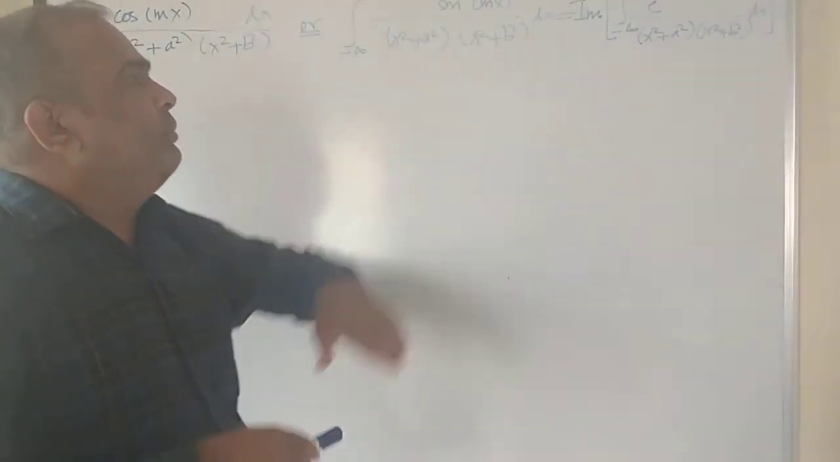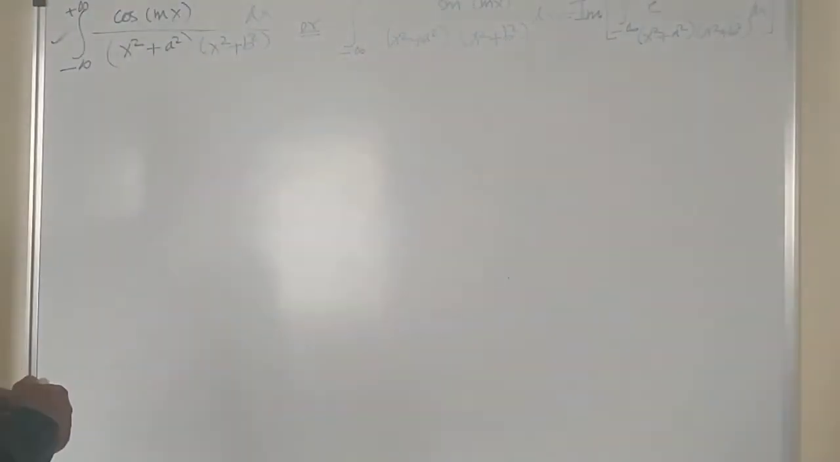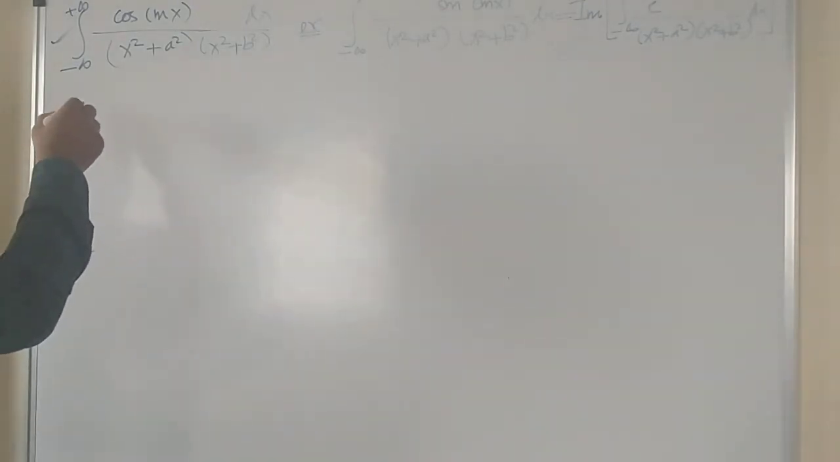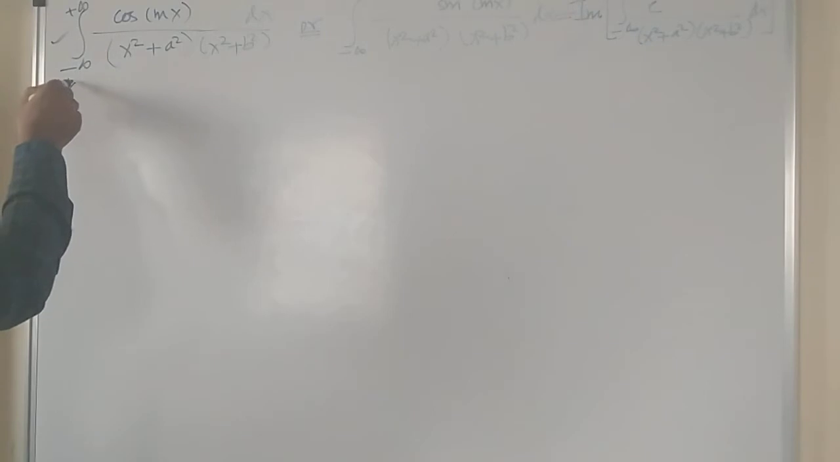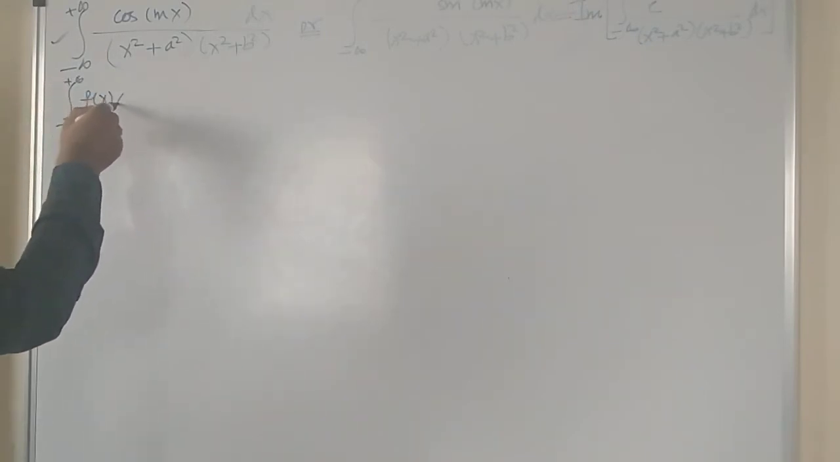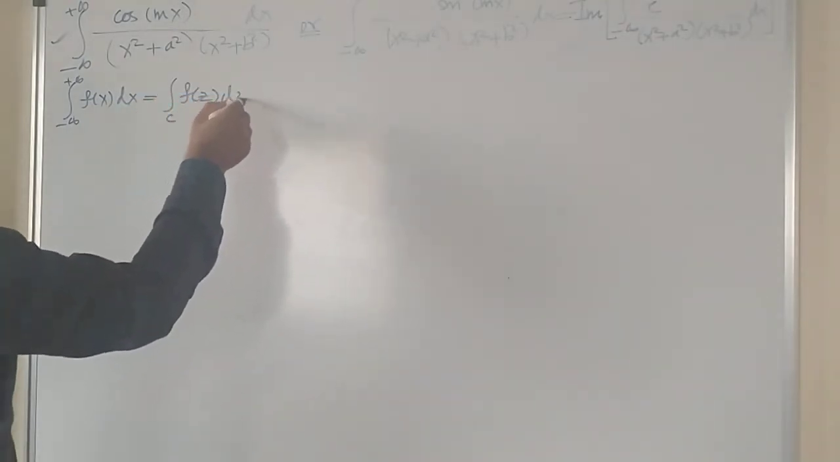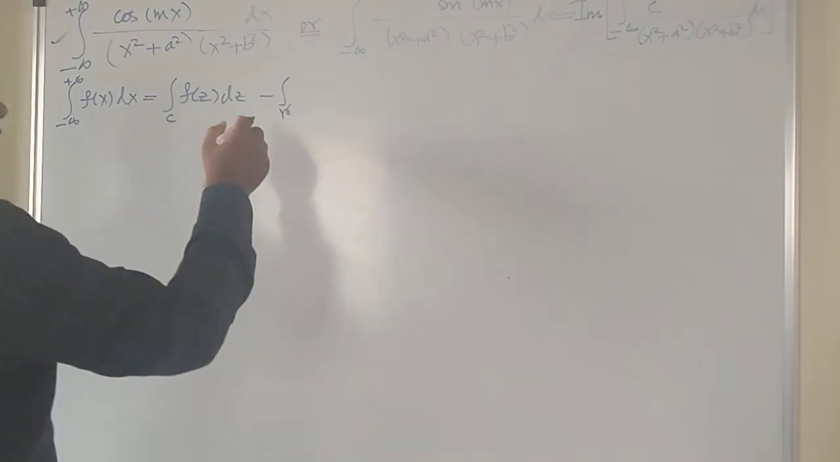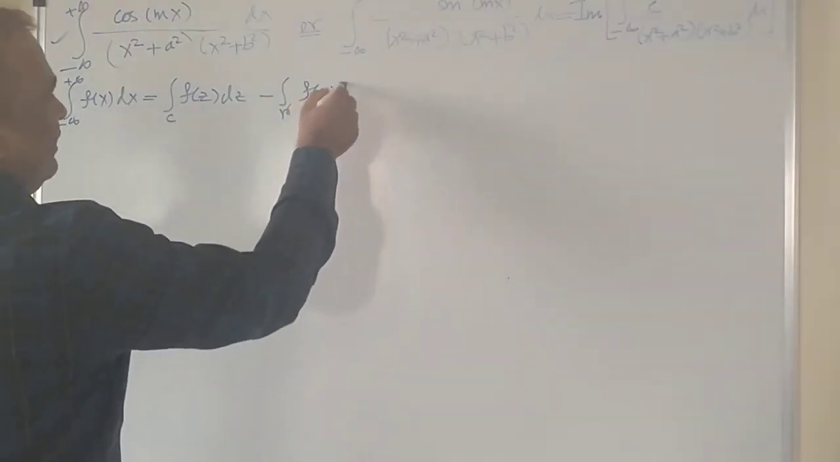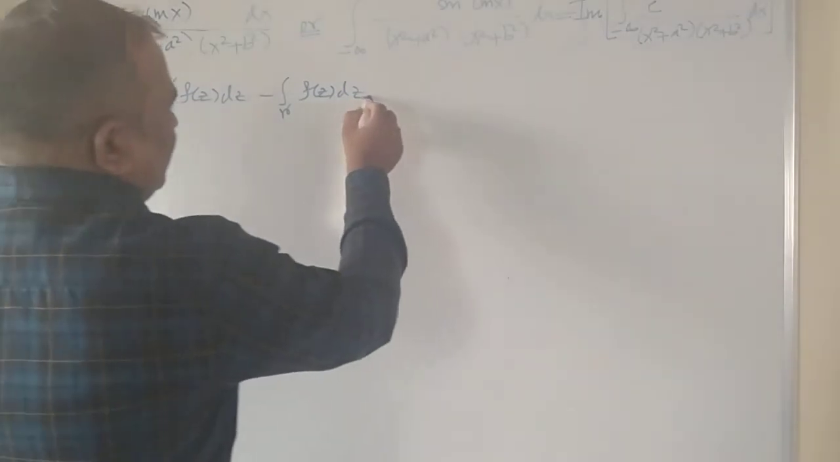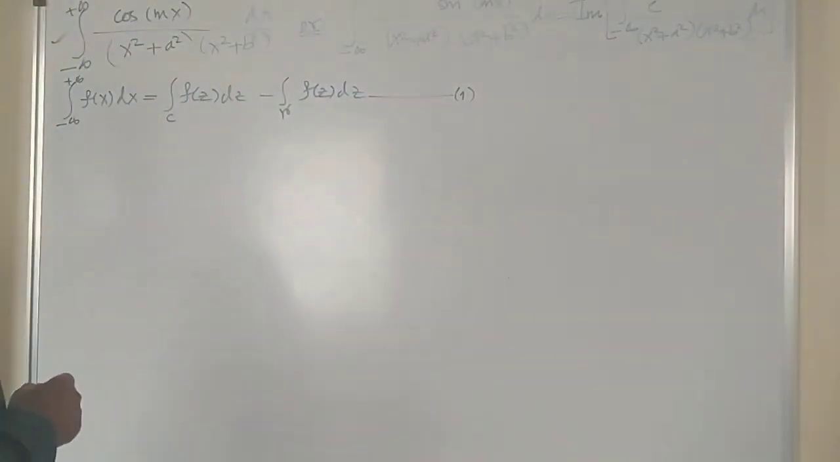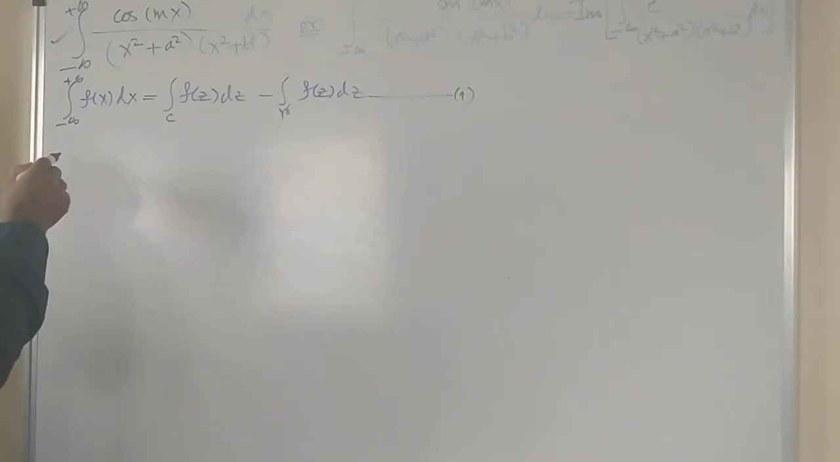Now let us solve this problem. So this integral, or the imaginary part of the integral from minus infinity to plus infinity of e raised to i mx dx, is our f of x. So the integral from minus infinity to plus infinity of f(x) dx is equal to the integral over the contour C of f(z) dz minus the integral over gamma of f(z) dz. We can solve by using this. So let us say this is equation number 1.